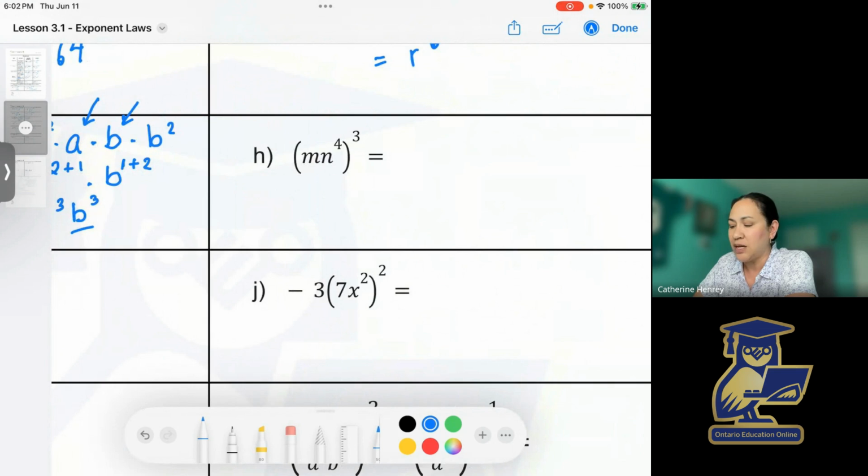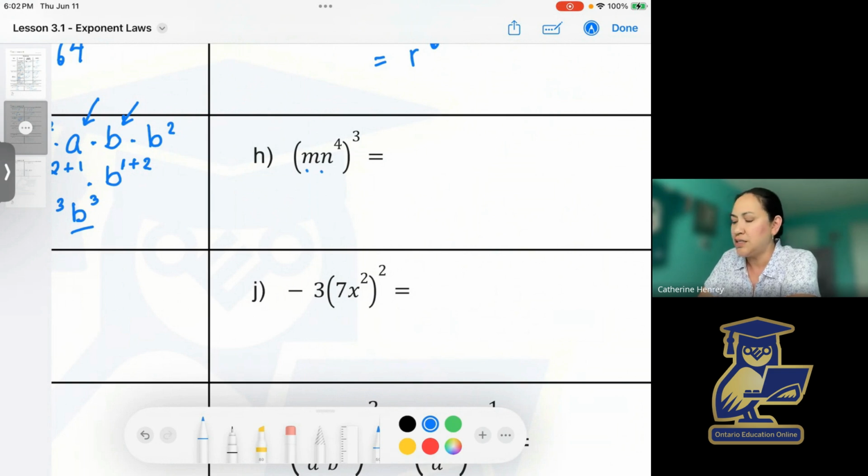This is m times n to the power of 4, all raised to the power of 3. And if I take a look inside the bracket, I have two variables, m and n. So they're not the same base. I can't do anything there. And so I'm looking at power of a power.